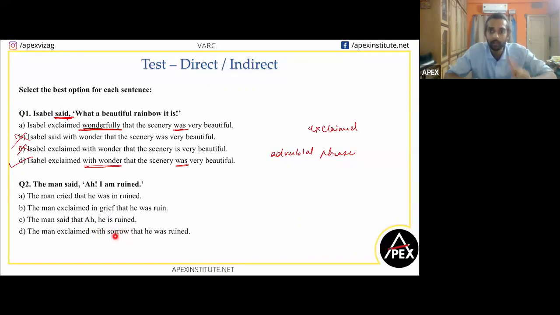The second reason why we are choosing D is the tense. Over here, he left it as ruin. That is wrong. You can't leave it as ruin. It will be ruined. So the answer will be D.